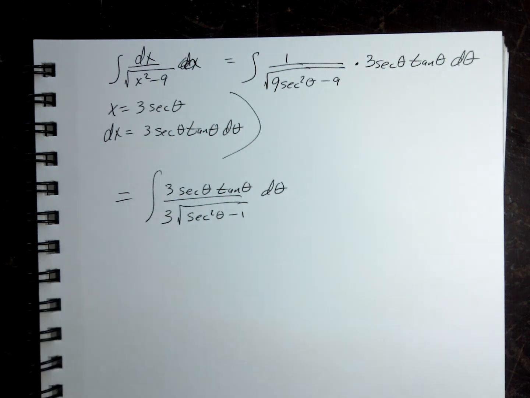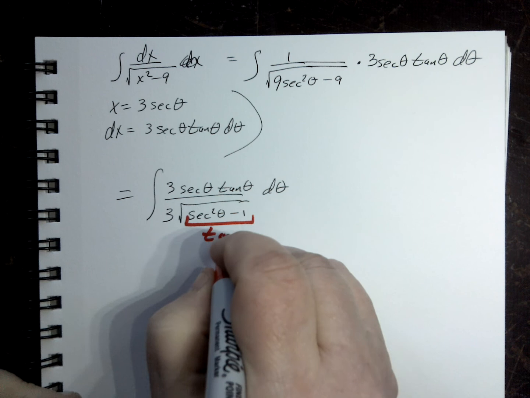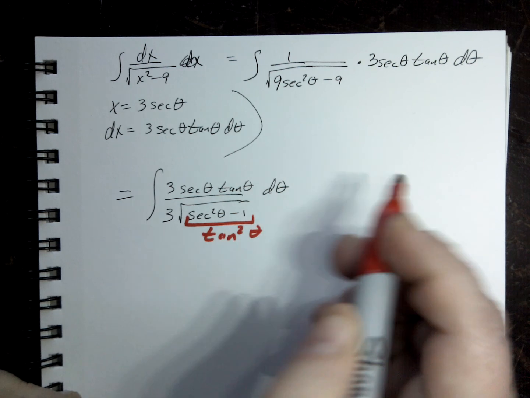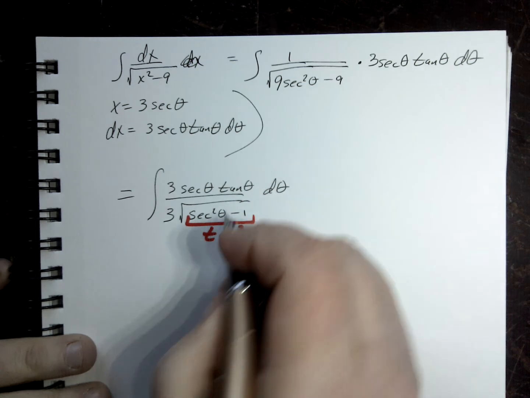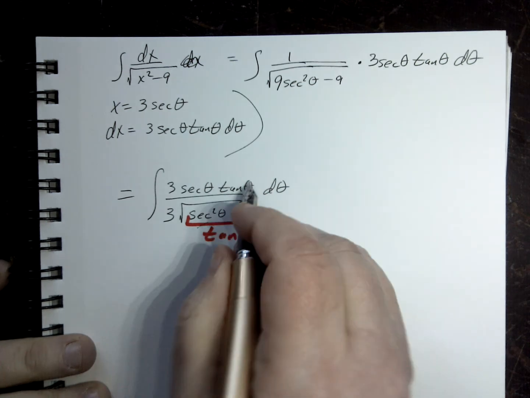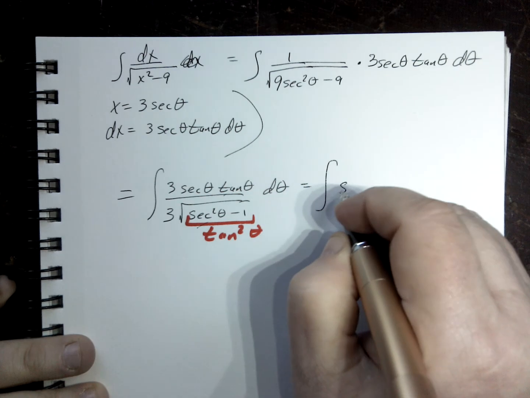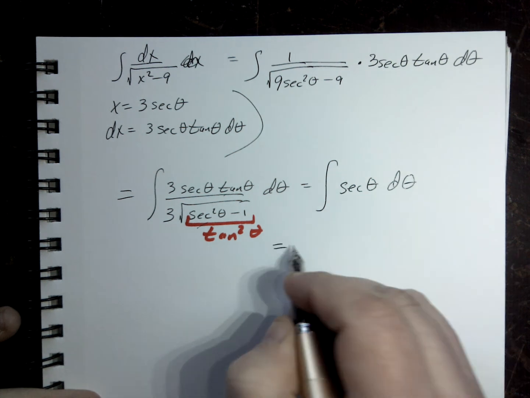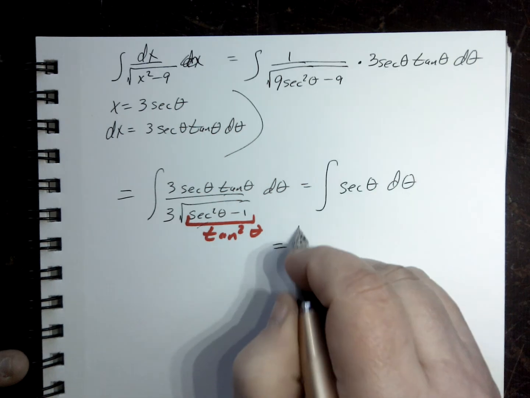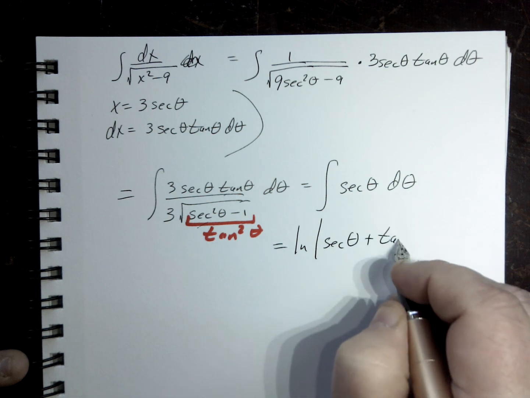Now remember, this is equal to tan squared theta. So the square root of tan squared will be tan. So this will cancel with that one, and the 3's will cancel. So I'm left with the integral of secant theta d theta. And oh boy, I have that one memorized. The integral of secant theta is natural log of secant theta plus tan theta.